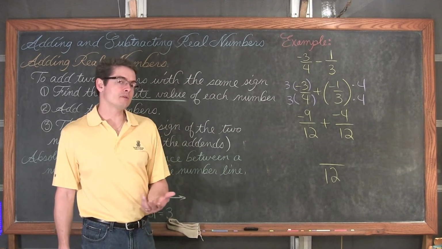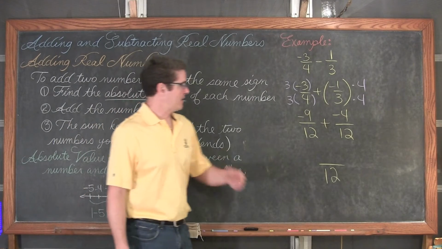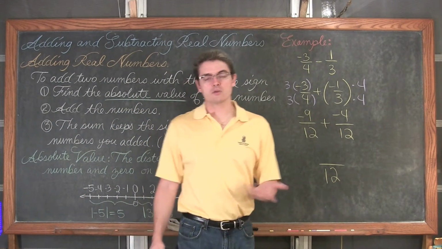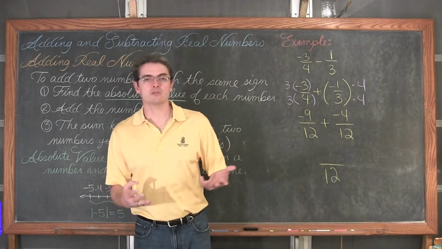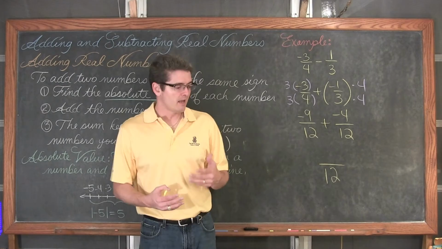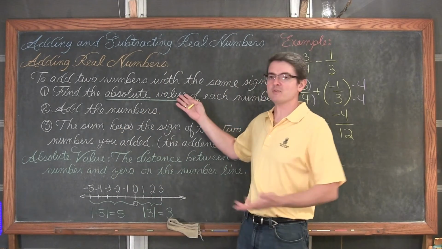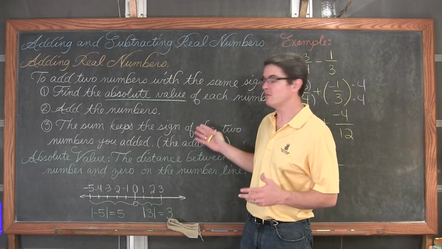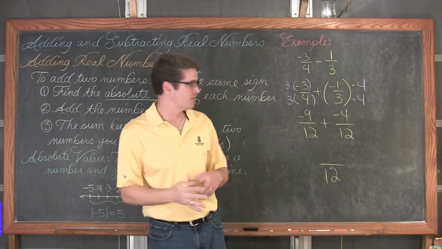And I just work with the numerators. I just work with the numbers on top. Now you can see I have a negative 9 plus a negative 4. So this is very similar to the second example I just erased. I'm adding two numbers that are both negative. And I can talk about finding the absolute value when it's 9 and 4, and we can add those and get 13 and keep the sign. And our answer, as I just said, is going to be negative 13.